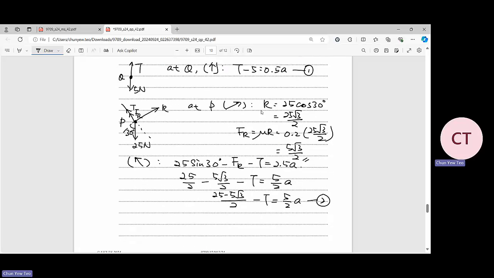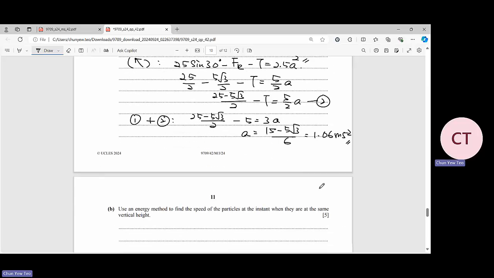So to solve to find the A, just take the equation number 1 plus the equation number 2. Then you will get 25 minus the 5 root 3 over 2 minus the 5 is equals to the 3a. So just press a calculator. Then you can get the answer as 15 minus the 5 root 3 over 6 as your acceleration, or you can change it become 3 significant figure. This will be the answer for the question A.